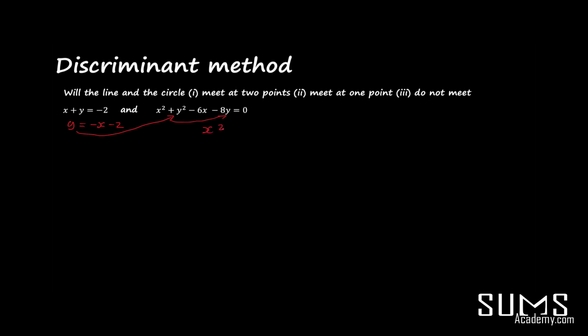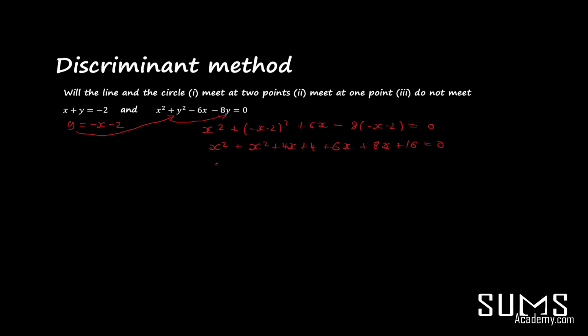So this then becomes x squared plus minus x minus 2 squared plus 6x minus 8 minus x minus 2 equals 0. So x squared plus, well, that negative squared becomes positive x squared, times these together, you get positive, you get 2x, times it again, you get 4x, plus 4x plus 4, plus 6x, minus 8 times minus x is going to be plus 8x, and then minus 8 times minus 2 is going to be plus 16 equals 0. Okay, so let's bring all these together.